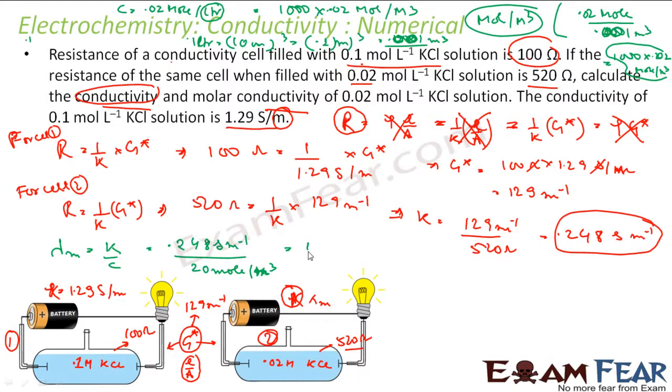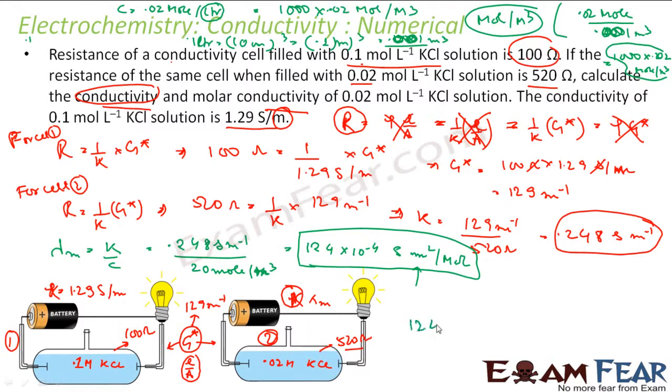So you solve this, you get 124 into 10 to the power minus 4 Siemens meter square per mole. Right? Because this is meter per meter and meter cube, one of the meter will get cancelled, and you get this as the answer of molar conductivity. If you want, you can find the same solution in centimeter also. So in that case, what you will get is 124 Siemens centimeter square per mole.